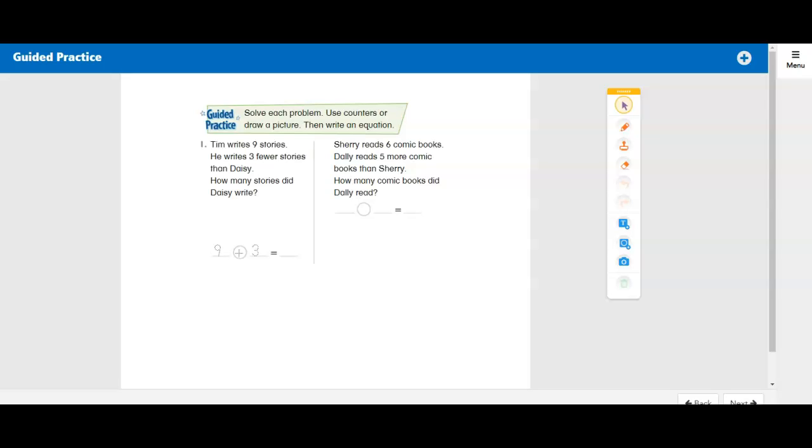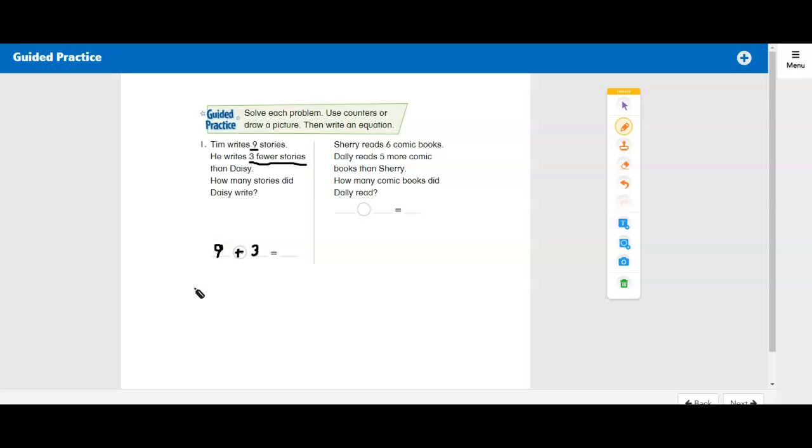Our guided practice says solve each problem, use counters, or draw a picture. Then write an equation. Our first problem says Tim writes 9 stories. He writes 3 fewer stories than Daisy. How many stories did Daisy write? So for problem number 1, they have already made our problem.